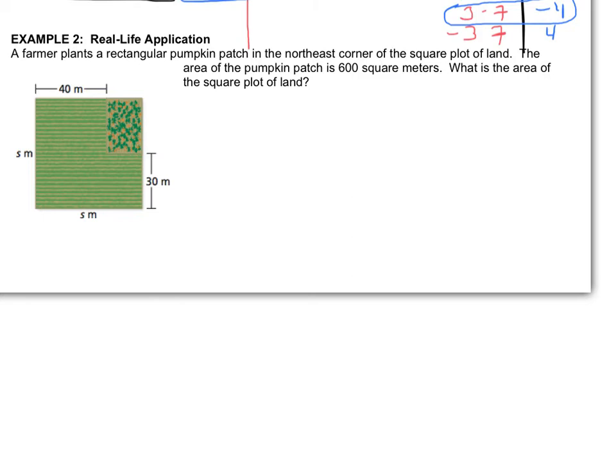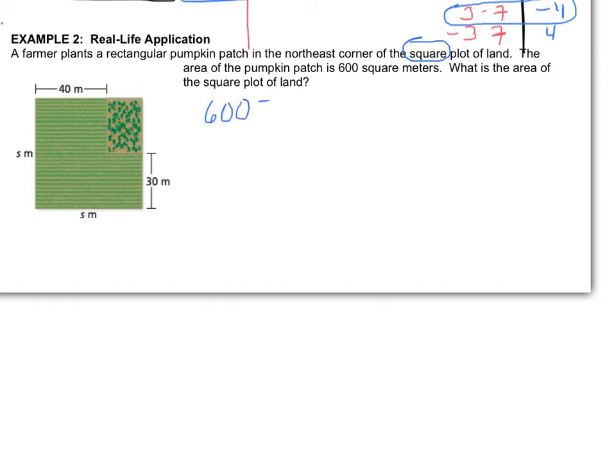So here we have another example of a real-life problem. We have a farmer who's planting a rectangular pumpkin patch in the northeast corner of a square plot of land. So again, square is going to be an important part here. The area of the pumpkin patch is 600 square meters. What is the area of the square lot? Okay, so we're dealing with area. So we know area is side squared or length times width. So we know the area in total is 600.